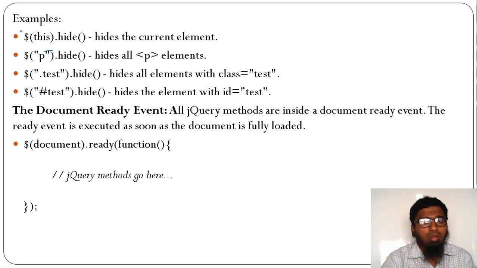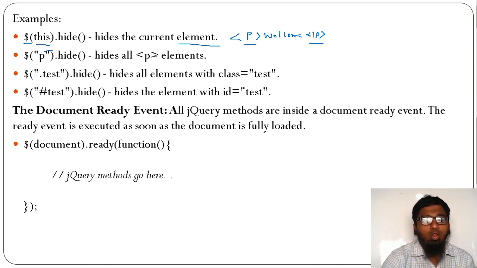Okay, so dollar this, whatever the this means, wherever you are writing, in which tag you are writing, that is considered as this. Dot hide hides the current element. Like for example, if we have a P tag with welcome in it, this will be hidden after performing this operation. Now P dot hide hides all P elements, so wherever the P elements are there in the HTML, they will be hidden.